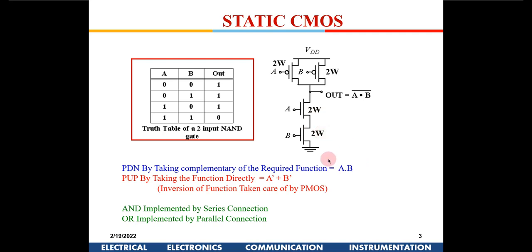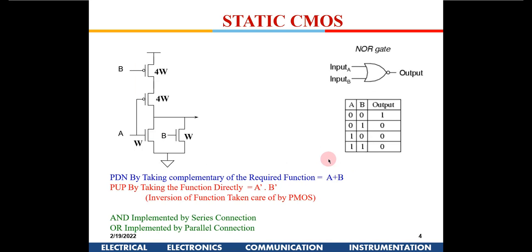Okay, so for NOR it should be W. I'm coming to that, Aman. I'm slowly going to come to that, right? And now this is how a NOR gate is implemented.